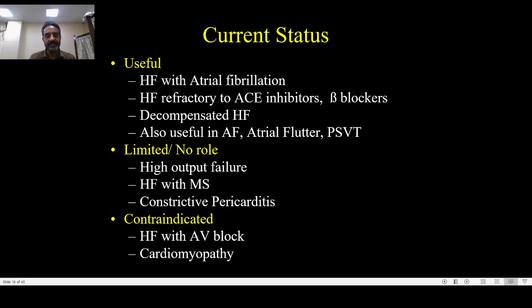But it has got limited or no role in high output failure, in heart failure with mitral stenosis, in heart failure due to constrictive pericarditis, and it is contraindicated in heart failure with AV block because AV block tends to be aggravated with the use of these drugs. And it is also contraindicated in cardiomyopathy. So overall, the current status is that these drugs are very rarely used nowadays, only in a specific set of patients.